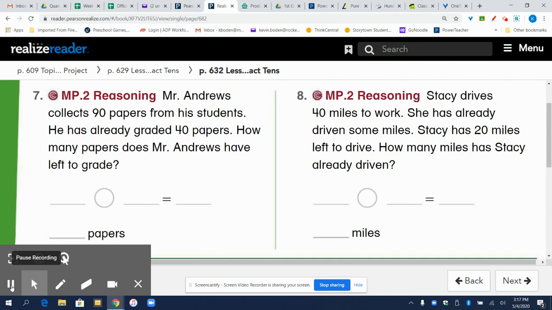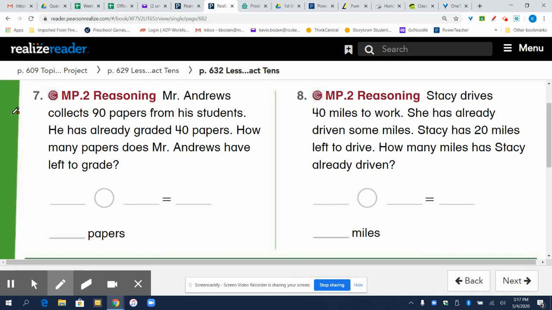All right, on to number 7. It says Mr. Andrews. Kind of sounds like Mr. Andrew Banks, but it's not. Mr. Andrews collects 90 papers from his students. All right, so he has 90 papers that he has from his students. He has 90 in all.